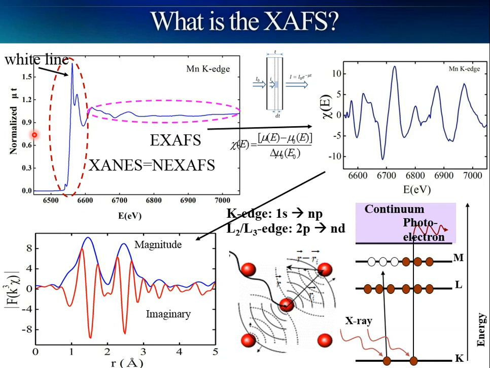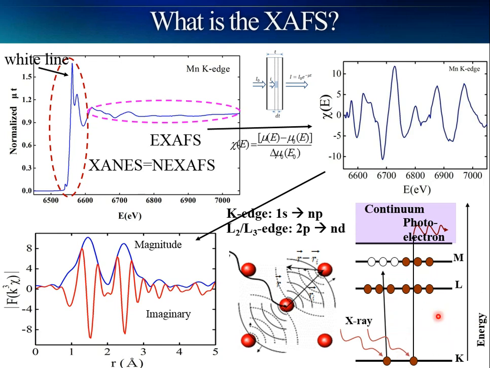Okay, the XAFS spectrum is divided into two parts, GANES and EXAFS. Here is GANES and here is EXAFS. The main peak in the total absorption is a white line. Okay, let us see the picture on the bottom here, which demonstrates the orbitals of electrons in the atom.